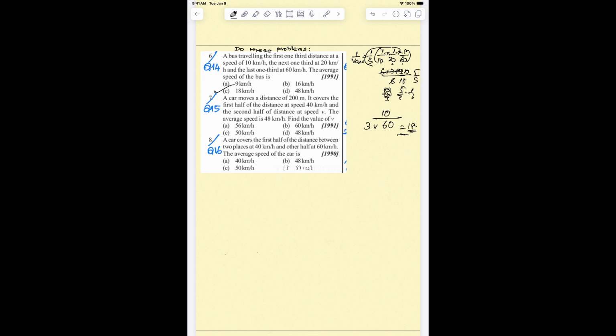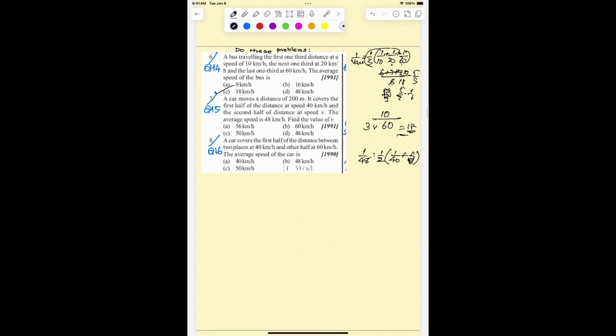Now let's go to question number 7. A car moves a distance of 200 meters. It covers the first half of the distance at 40 and the second half at speed v. Then the average speed comes to 48. Find the value of v. It's nothing but the reverse problem. It is given as 1 by 48 is half of (1/40 plus 1/v). Then solve for v. I think you should get it as 60 if I remember right. Or check it now.